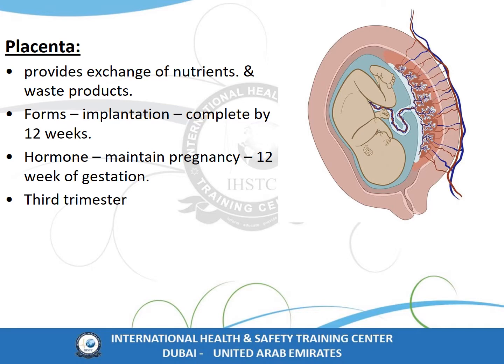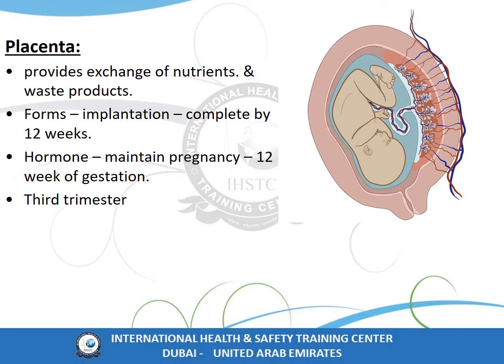So now let's understand the placenta and its functions. The placenta provides for exchange of nutrients and waste products between the fetus and the mother. The placenta begins to form at implantation and the structure is complete by the 12th week. It produces hormones to maintain pregnancy and assumes full responsibility for the production of these hormones by the 12th week of gestation. In the 3rd trimester, transfer of maternal immunoglobulin provides a fetus with passive immunity to certain diseases for the first few months after birth.